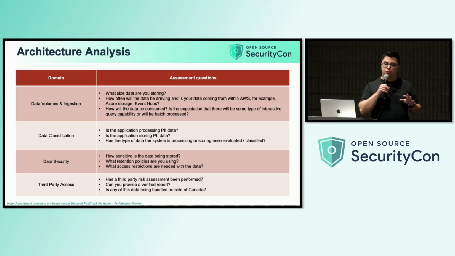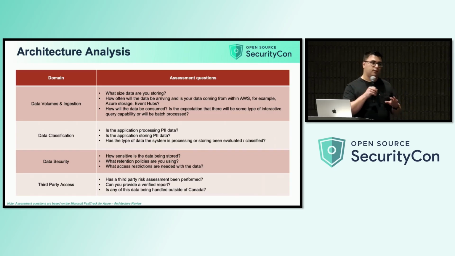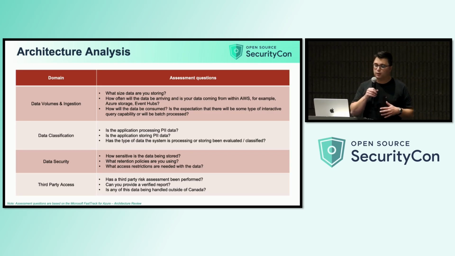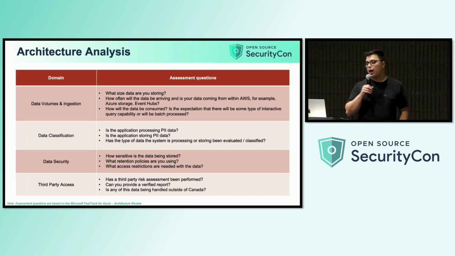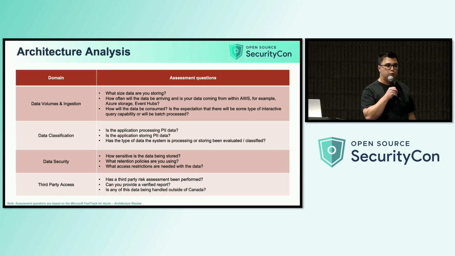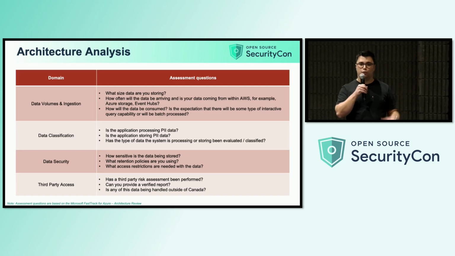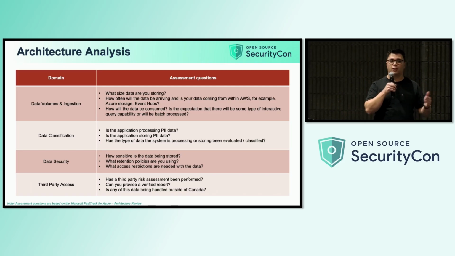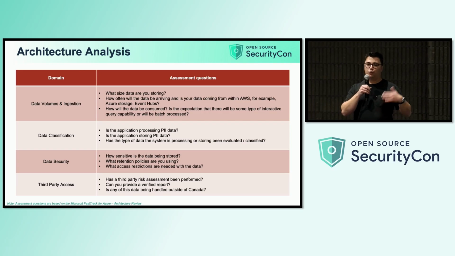To do an architecture analysis, what I recommend is to start with an existing framework. In our case, we use the Microsoft FastTrack for Azure Architecture Review. That will help you have a list of questions you can ask the application team and the platform team, and also be consistent. That means every time you do a review, ask the same questions.